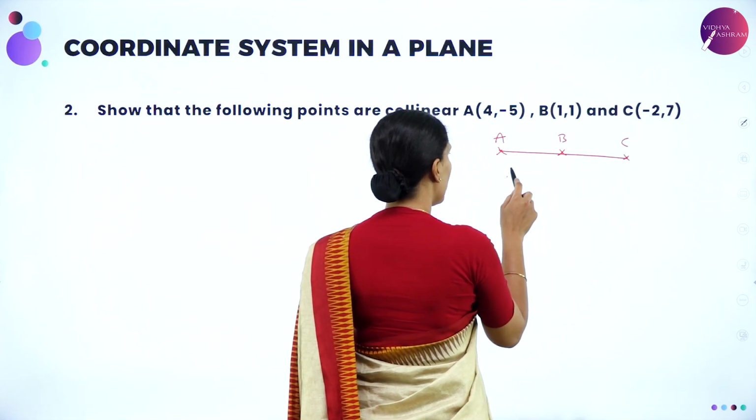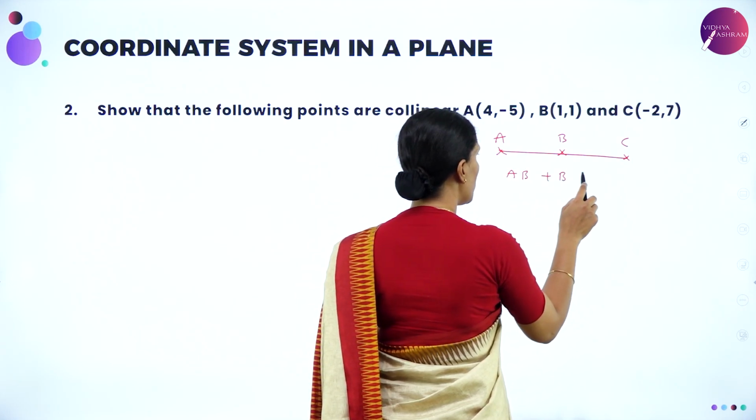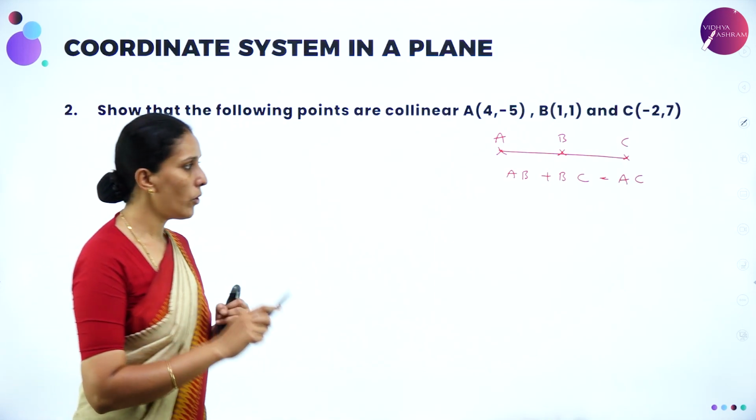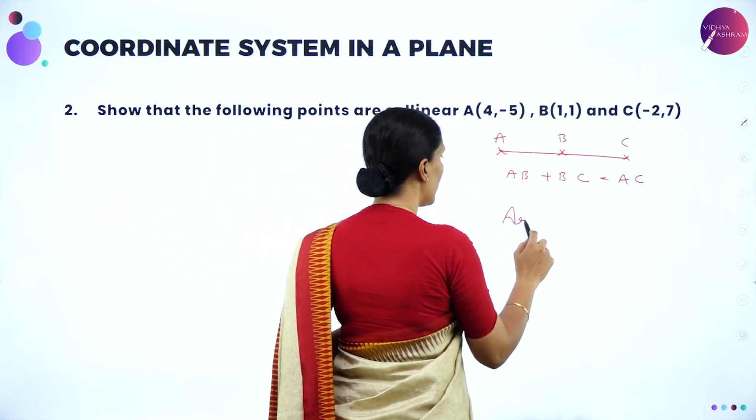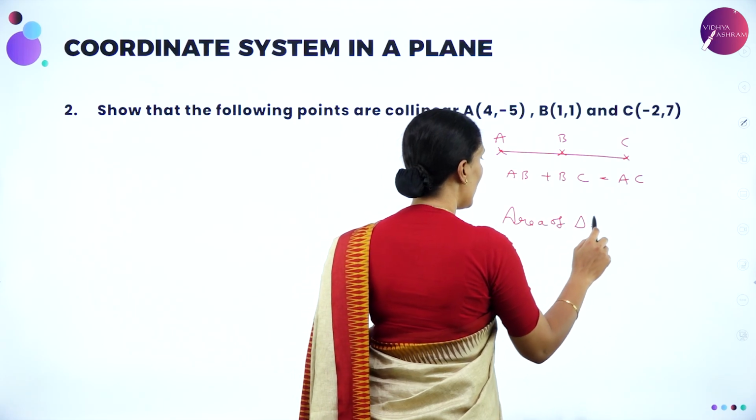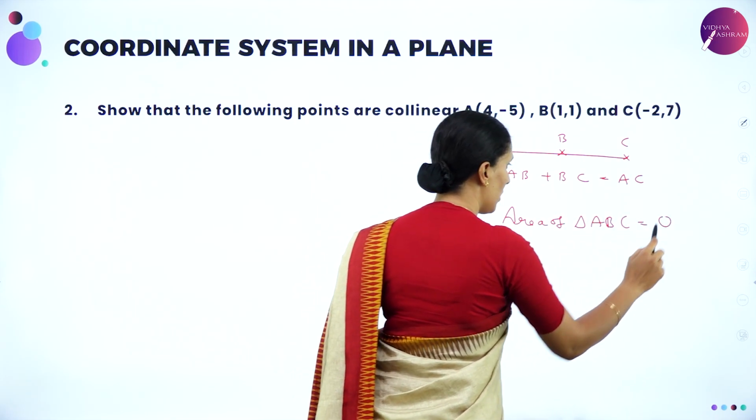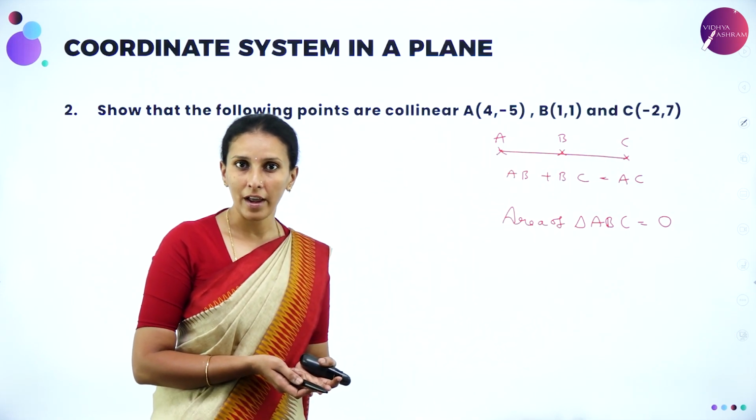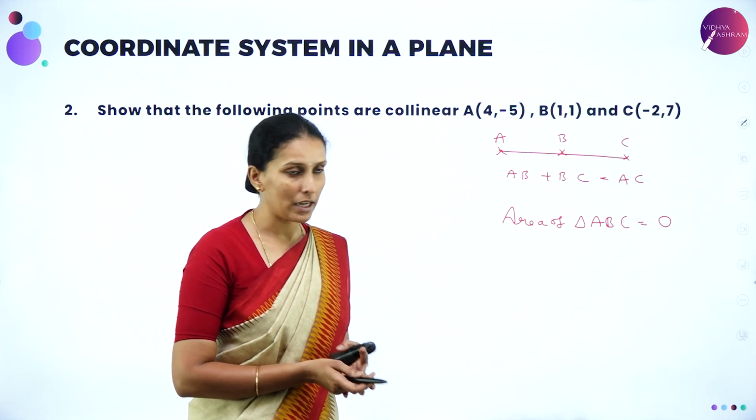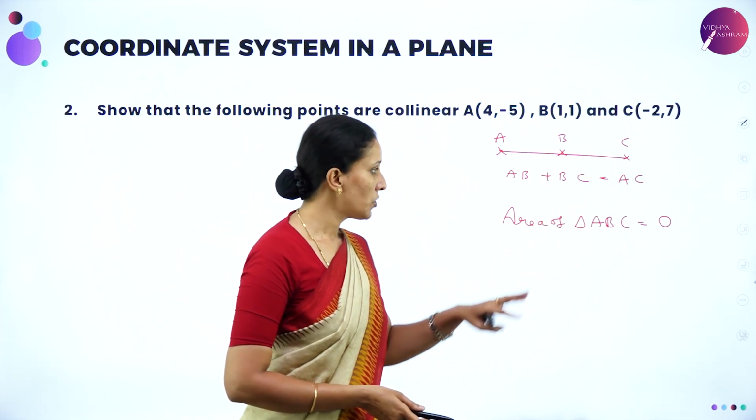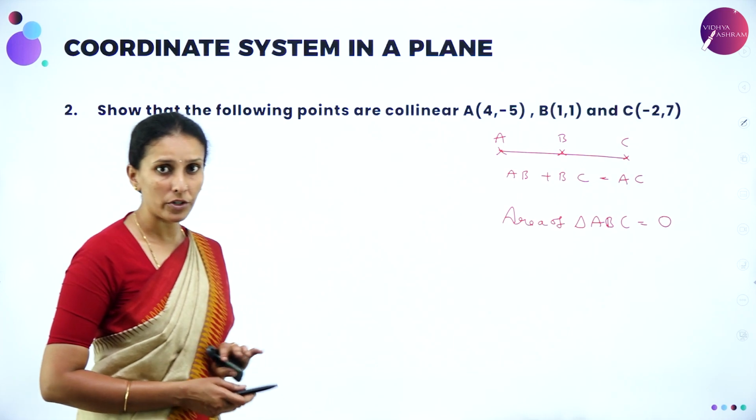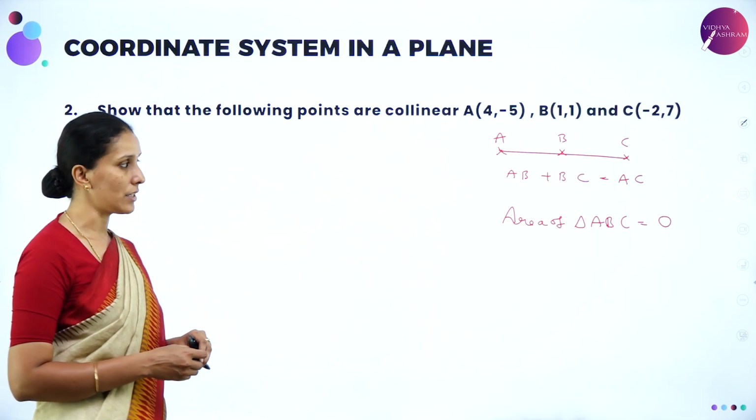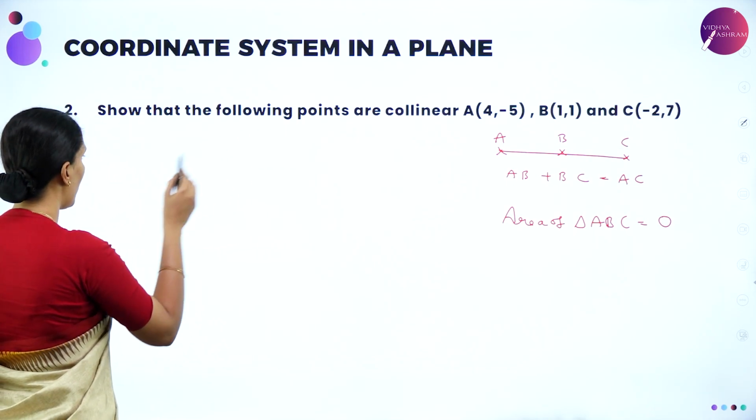C, then AB plus BC should be equal to AC. So this is using the distance formula. One more thing is, if you calculate the area of triangle ABC, the value should be equal to 0. Why? Because if they lie on the same straight line, they cannot form a triangle. Obviously, it doesn't cover any area and hence it has to be 0. So we can use any concept to show that the points are collinear. Now here I am taking the area of a triangle ABC concept. So let us calculate the area of ABC here.